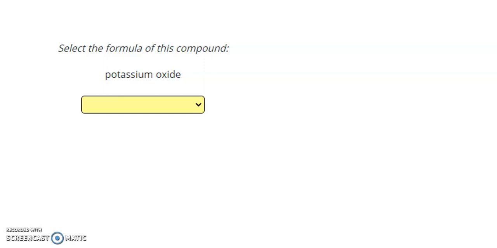For ionic compounds, you'll need to make sure you consider the charges of the ions that are sticking together and make them combine in a ratio that makes a neutral compound. That might sound a little complicated, but there's a pretty simple way to do this. If you take your two elements, potassium and oxygen, you're going to figure out the charge on the ion for potassium and the charge on the ion for oxygen. If you look on the periodic table, you'll see that K is 1 plus, oxygen is 2 minus.